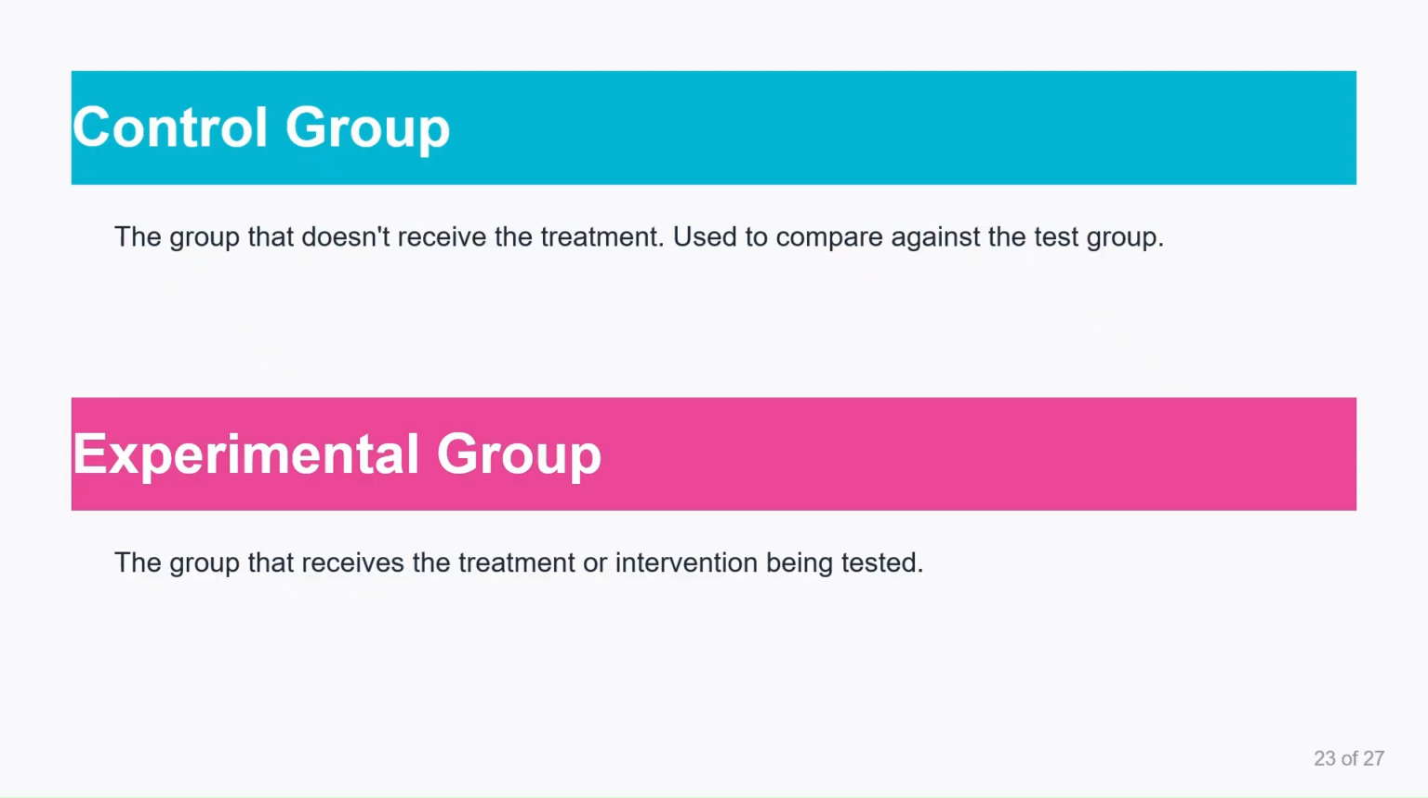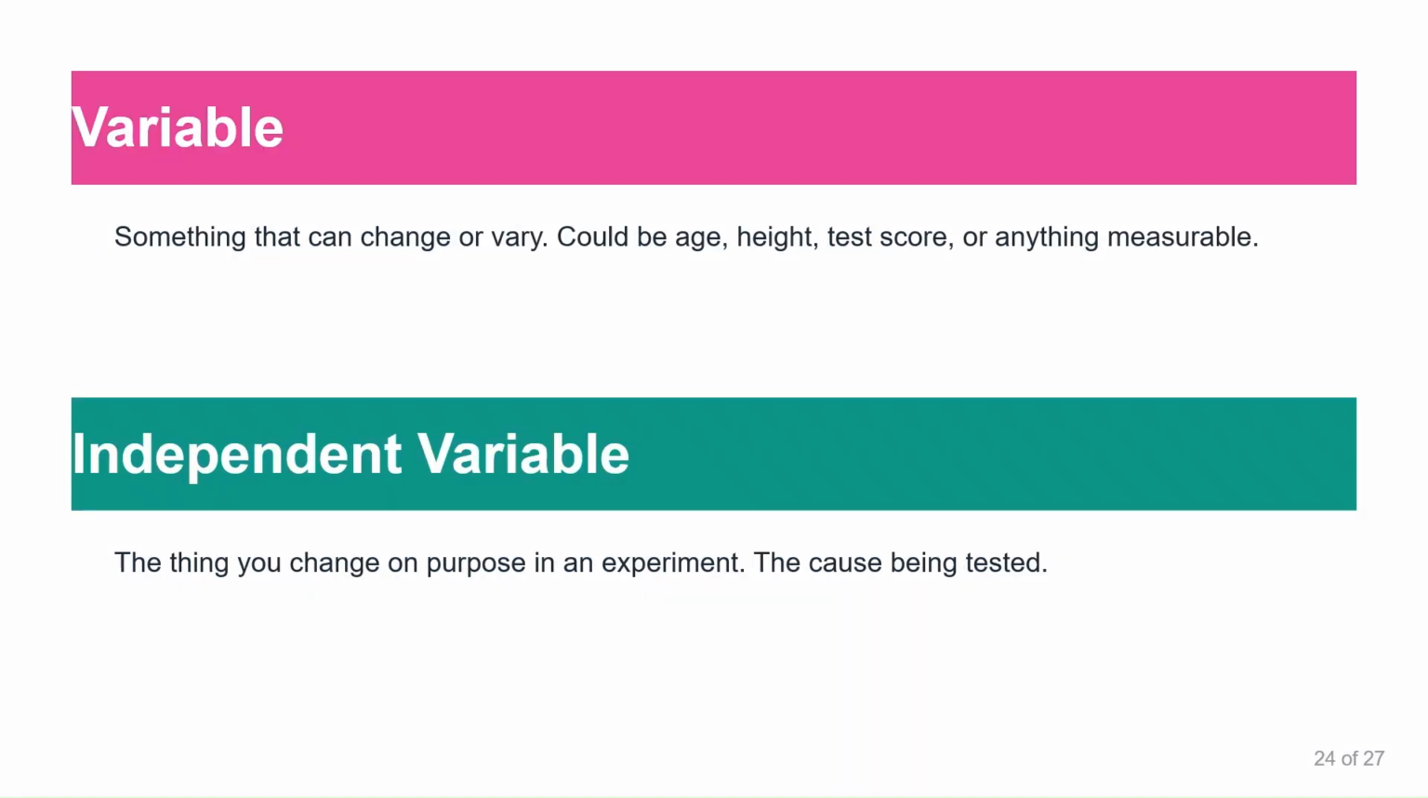Change only one independent variable per experiment. Otherwise, you won't know what caused the result. Everything else must stay constant. This is called controlling for variables. The dependent variable is what you measure. It depends on what you changed.